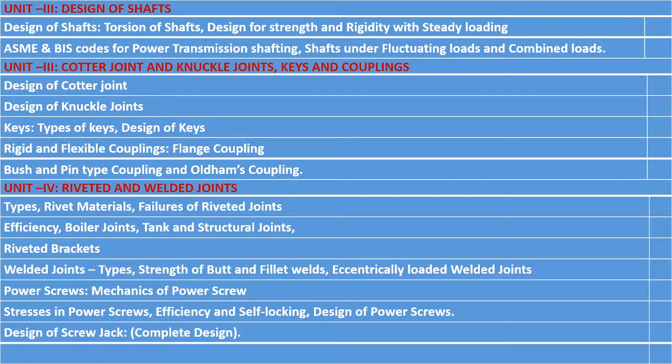Next, in welded joints, you're going to get the types. What are the different types of welded joints? Then strength of butt and fillet welds, eccentrically loaded welded joints. Next, design of power screws and that is mechanics of power screw, stresses in power screws, efficiency and self-locking, and design of power screws. And last is the design of screw jack. That is the complete design of a C-clamp. Okay? Now this is the brief syllabus of machine design 1.